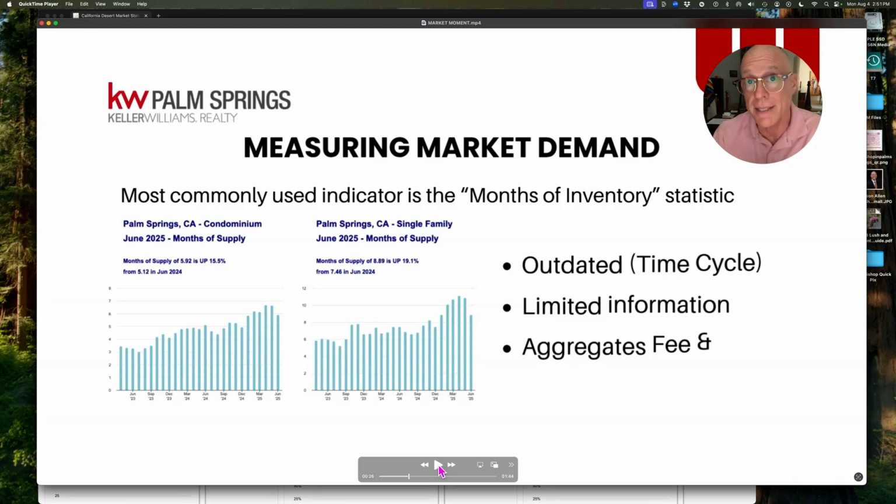We used to say that 6 months was a balanced market. Here's the problem with this outdated metric: it's based on an old time cycle. In other words, there was a day pre-computers when I would get a listing. It would take a week to process it, and everything's done on paper, a week to process it, then another week to schedule photos, and then another week after that to get the house ready, and then another week after that before it got into the multiple listing book, and then another week before the book went out.